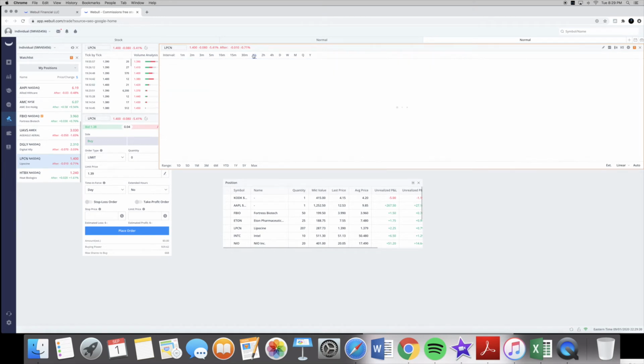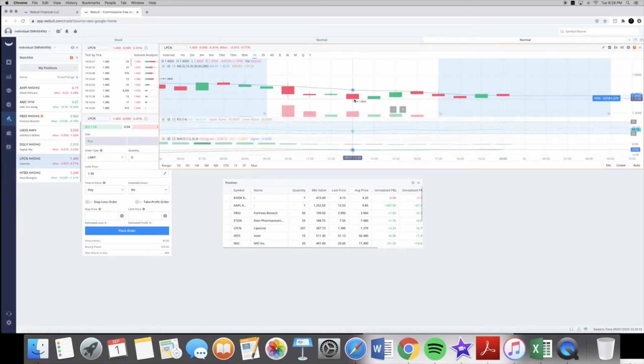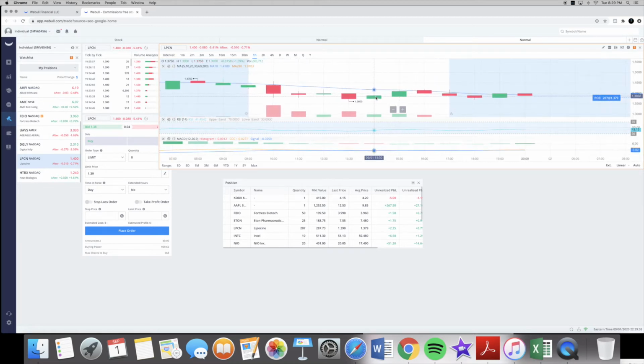If I go to 1 hour, every candle means 1 hour. A red candle means the stock during this hour, during 1:30 p.m., opened up here at $1.39, but it closed during that hour lower at $1.36. This little hair right here means that sometime during that hour the stock went this low.